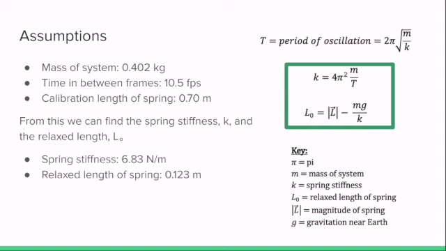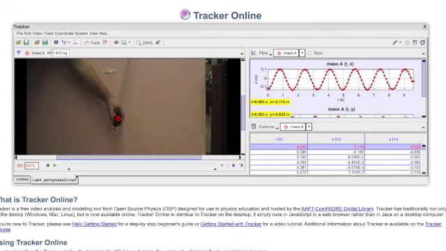And then from this, we can find the spring stiffness K and the relaxed length L naught. The spring stiffness is 6.83 newtons per meter, and the relaxed length of the spring is 0.123 meters. And these are the equations used to calculate these two values.